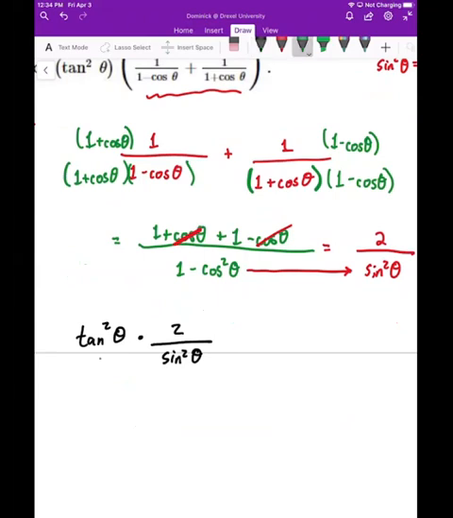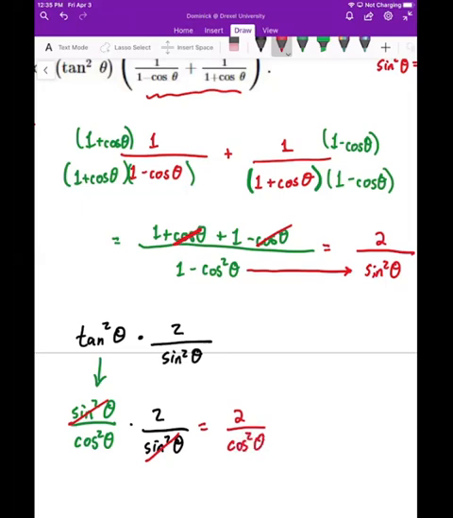Now let's take a look at the other one. Tangent squared, we know, is sine squared over cosine squared. If we multiply that by 2 over sine squared, the sines cancel out, and we're left with 2 over cosine squared. And we know that if we have a cosine in the denominator, that's a secant squared. That's a pretty nice consolidated expression for what we started with. So we could say this is 2 times secant squared.